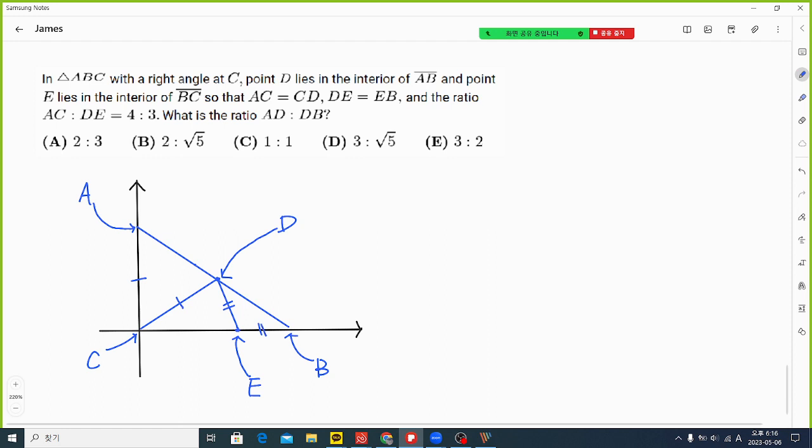And the ratio of AC and DE is 4 to 3. So let's say, for example, the length of AC is 4. In such case, the length of DE is 3.